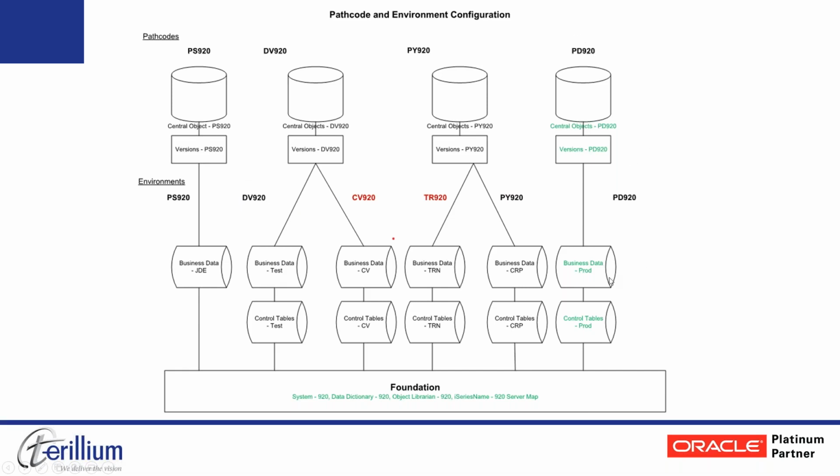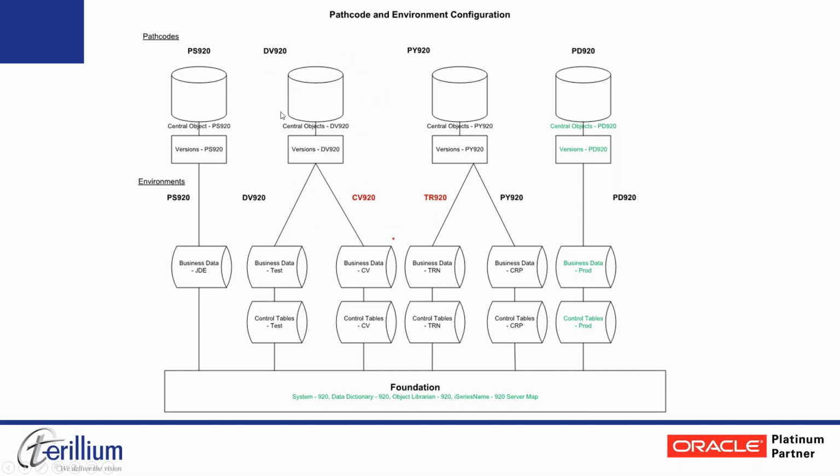Same thing here with the production. So we've got the production path code, a business data prod, and control tables prod, and that relationship creates the production environment. And again, here in the red, I've shown you how we don't have to have a one-to-one relationship between path codes and environments.